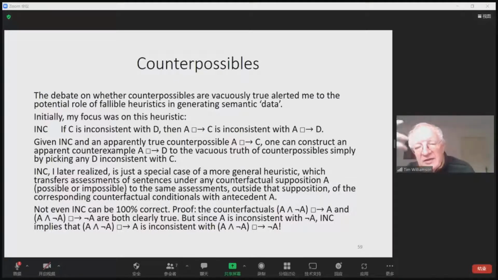But since A is inconsistent with not A, just by this heuristic INC, that would imply that A and not A counterfactually implies A is inconsistent with A and not A counterfactually implies not A. But then that's wrong, because they're both true. So even this very restricted heuristic, which has to do with the inconsistency of consequence, is inconsistent with what I take to be very clear data, and so something is already going wrong there.